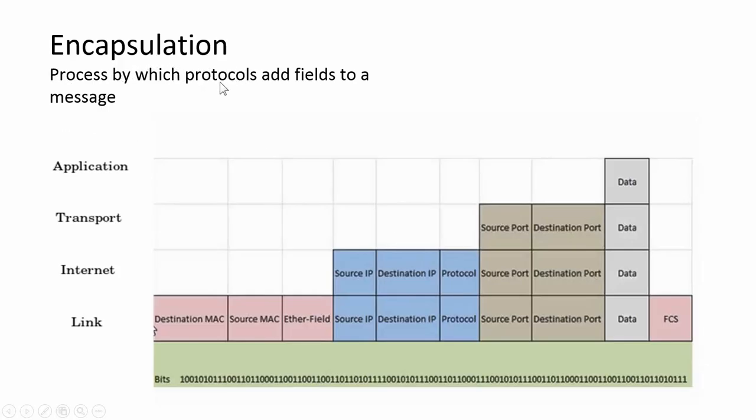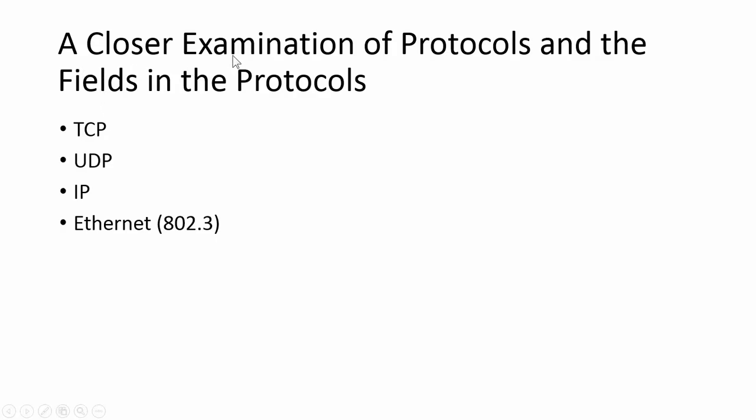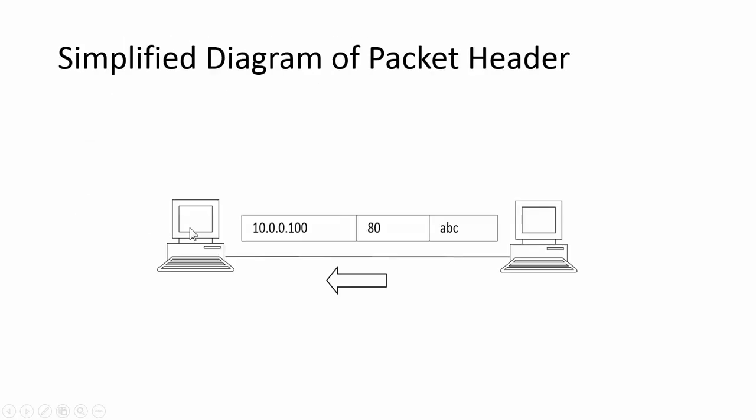Now let's look at encapsulation in the context of computer protocols. As we know, we start out with the data, the transport layer adds the port number, the IP protocol adds the IP address, and the link layer protocol adds the MAC address. So let's take a closer look at the protocols and the fields in those protocols. Let's look at the protocols in TCP, UDP, IP, and Ethernet.